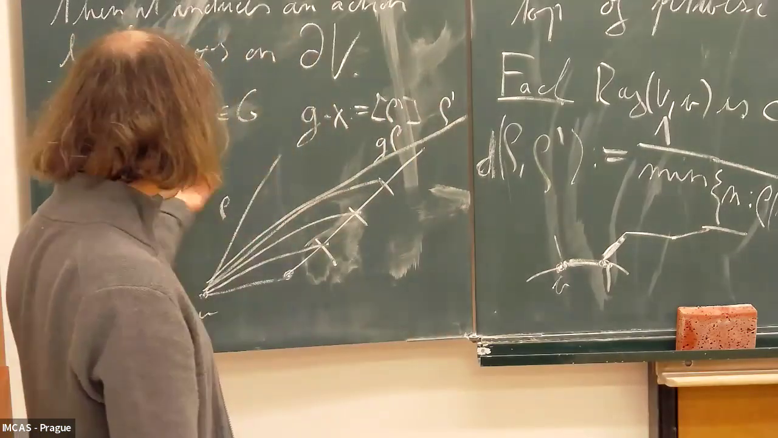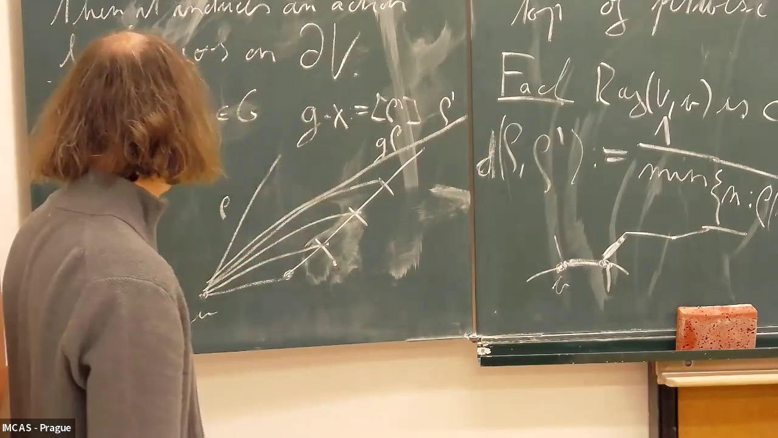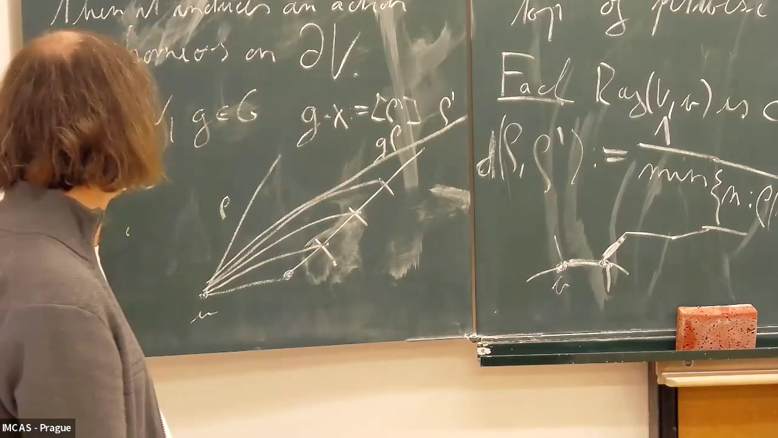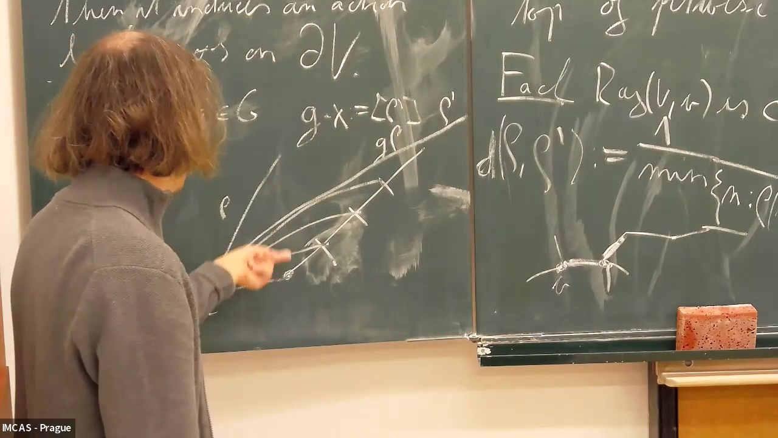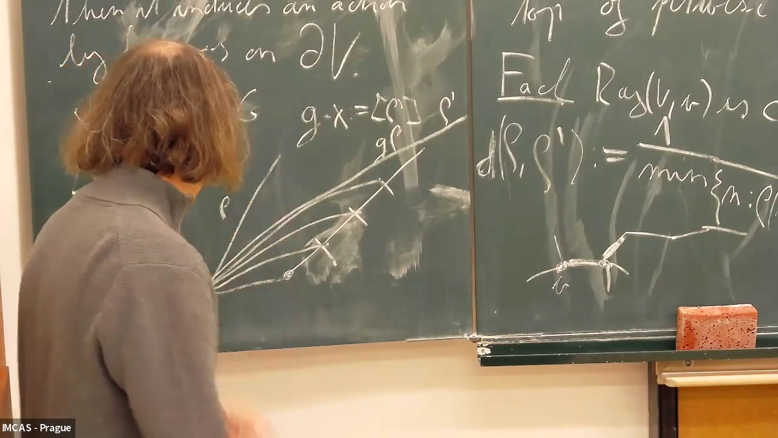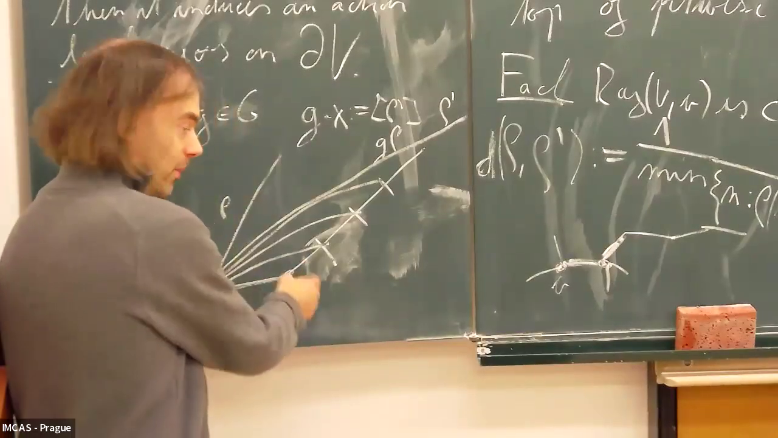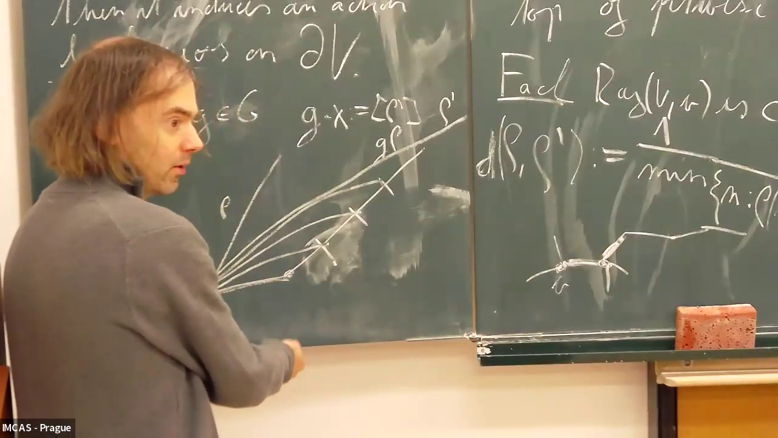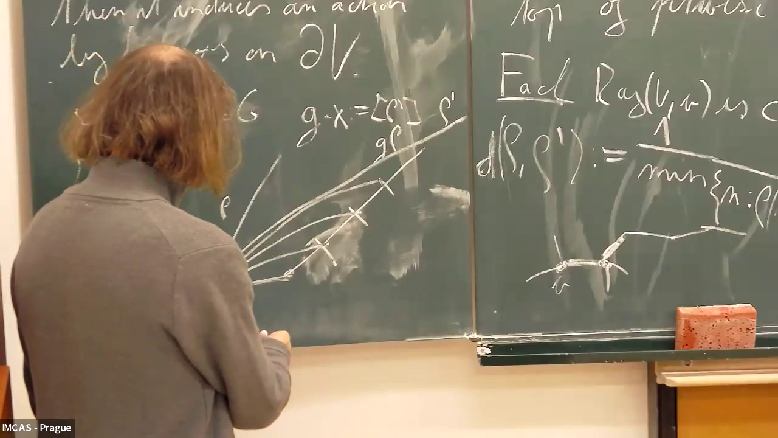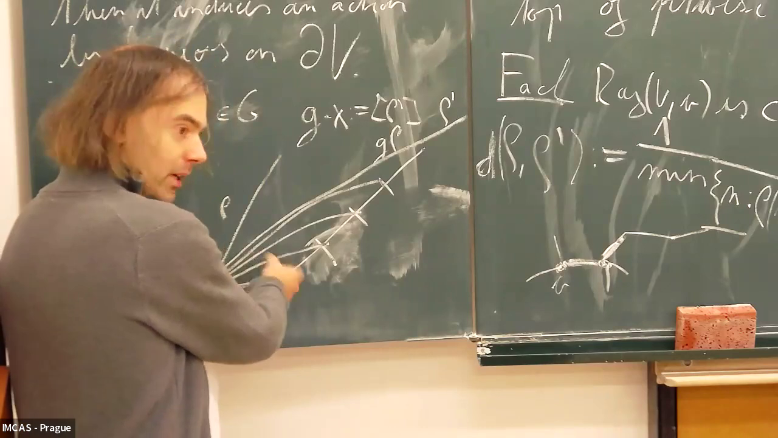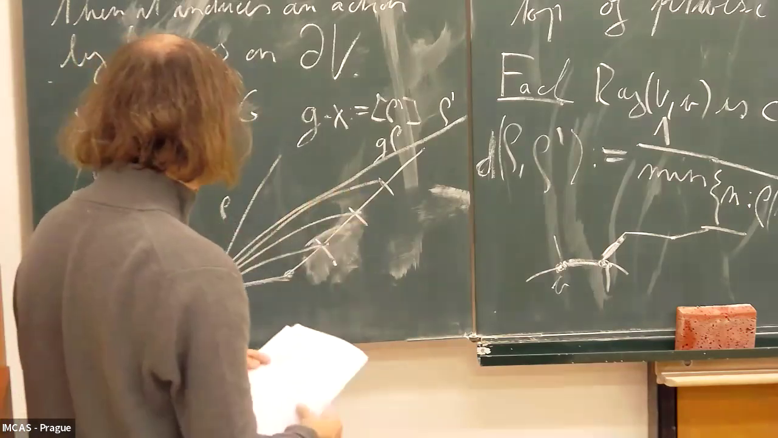Of course, we made a lot of choices on the way. The first choice was that I chose some representative from this class. And then after I chose the representative, I was taking some geodesics here. But even these geodesics are not unique. The metric space is in principle not uniquely geodesic, so there can be many different geodesics. So I was making a lot of choices here.